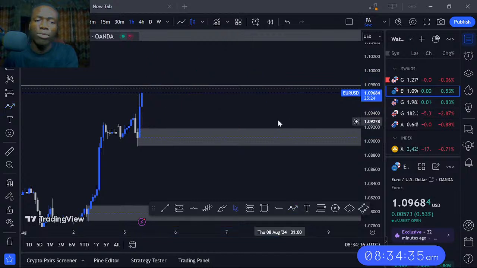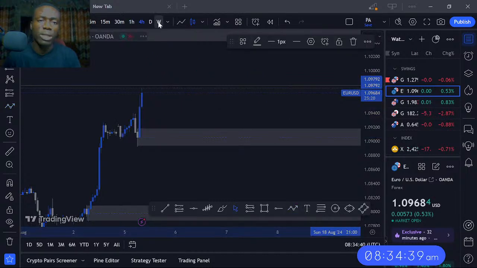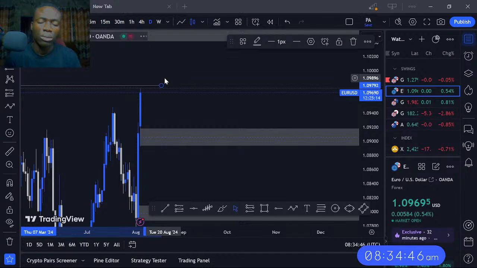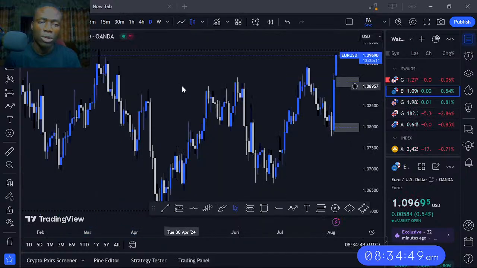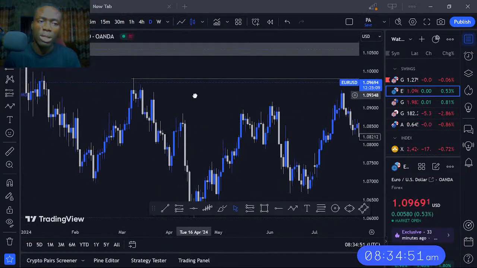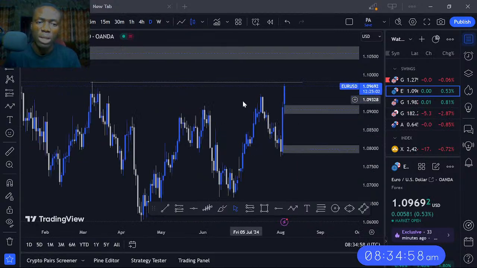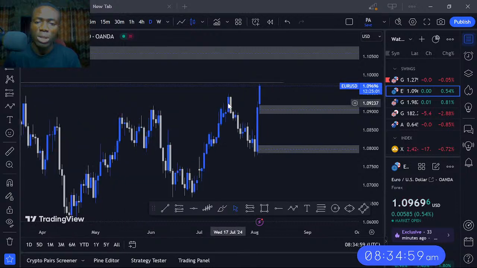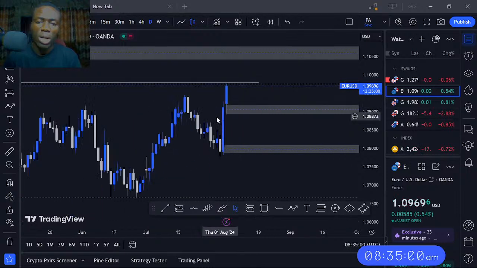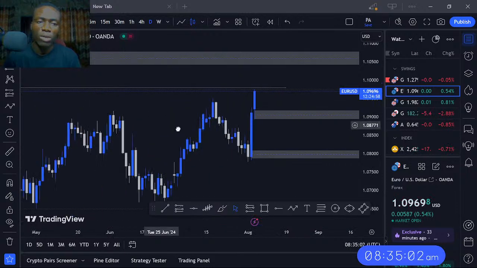Remember we had an area of resistance here. Let me go back to show you that. On the daily time frame we had an area of resistance here, and the market is still not able to break above it yet. However, the market is creating some swing highs. If you look carefully, the market is still creating some higher highs.